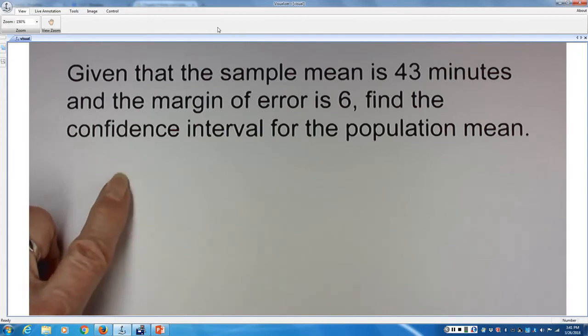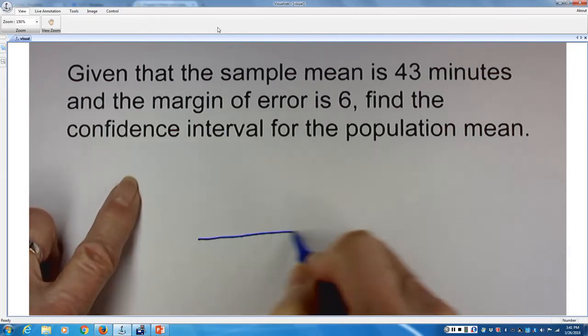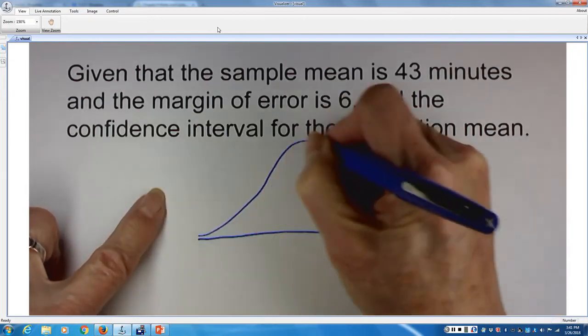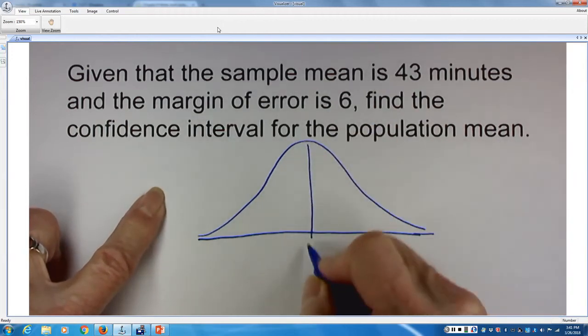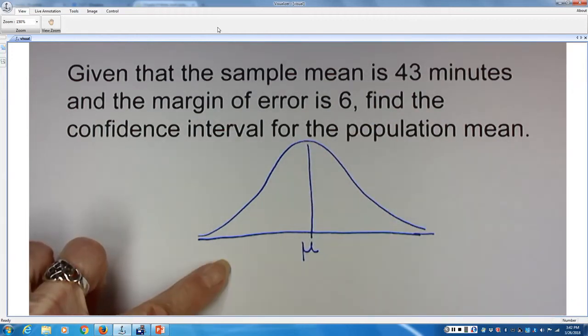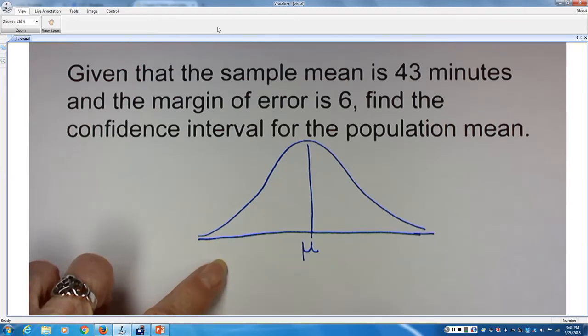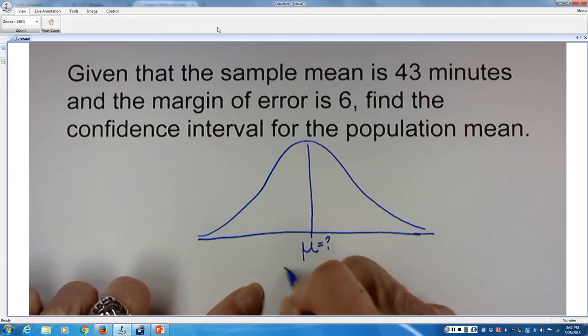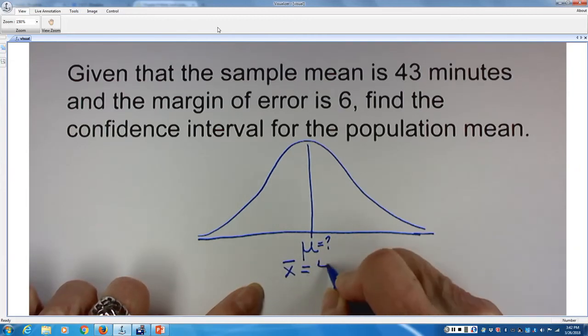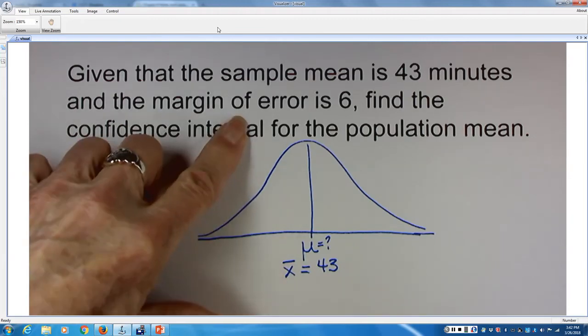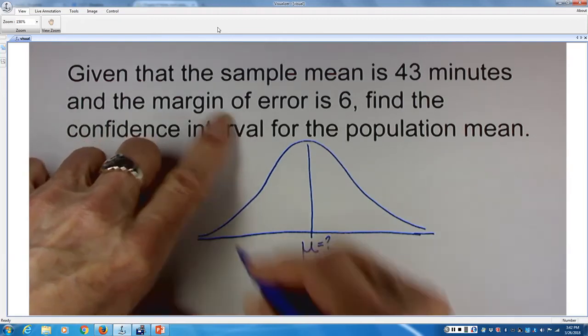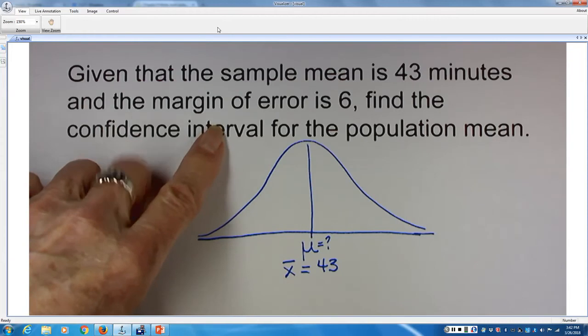So in order to make sense of the problem, we know that the sample mean is our best guess for what the population mean is. That's what we're trying to find. But the best guess we have for it is X bar, and that's 43 minutes. So we'll go ahead and use it as if it really were the population mean. And then it says the margin of error of our guess is we might be wrong by 6 minutes either way.